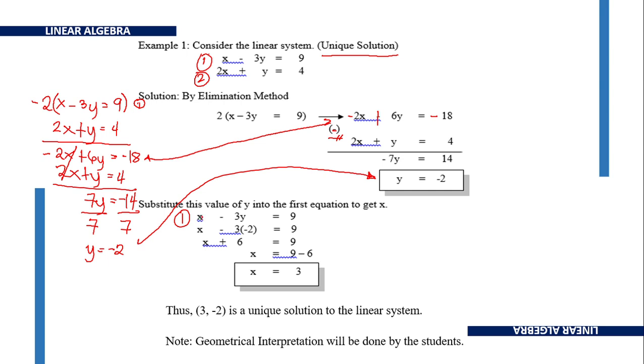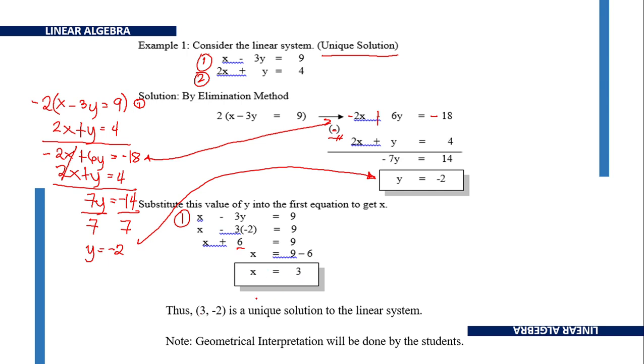x minus 3y is equal to 9. Then he just substituted the value of y here. So we have x minus 3 times negative 2 equals 9. And so we have x plus 6, since negative 3 times negative 2 is positive 6, equals 9. Then this 6 we just transpose to the right side. So we have x is equal to 9 minus 6. Then x is equal to 3.